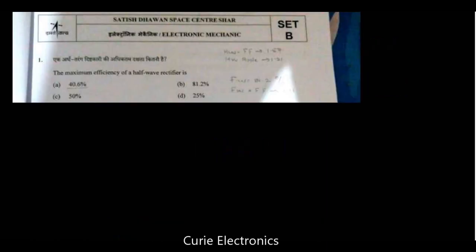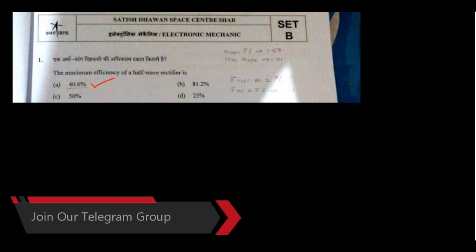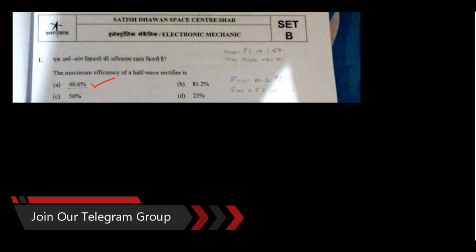Question number 1. The maximum efficiency of a half-wave rectifier is? What is the maximum efficiency of a half-wave rectifier? The answer is option A, 40.6%. And what is this 81.2%? It is for full wave rectifier.